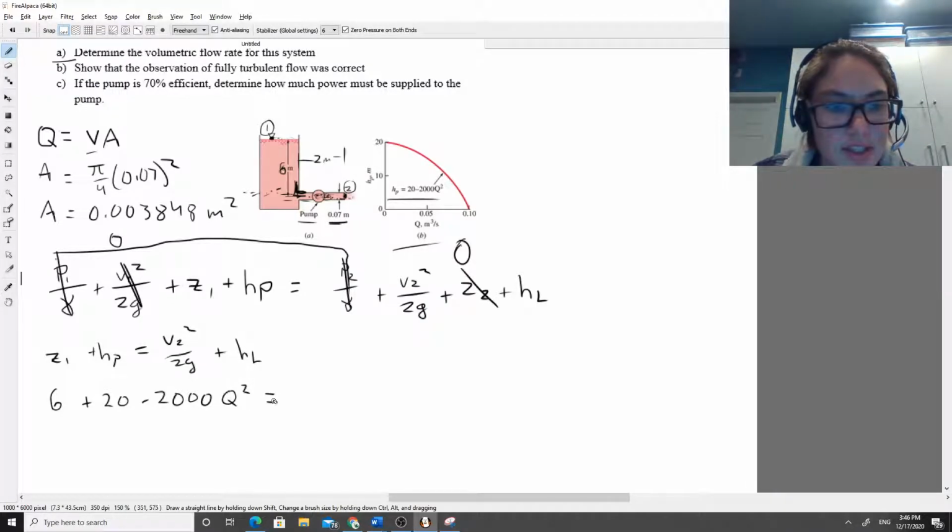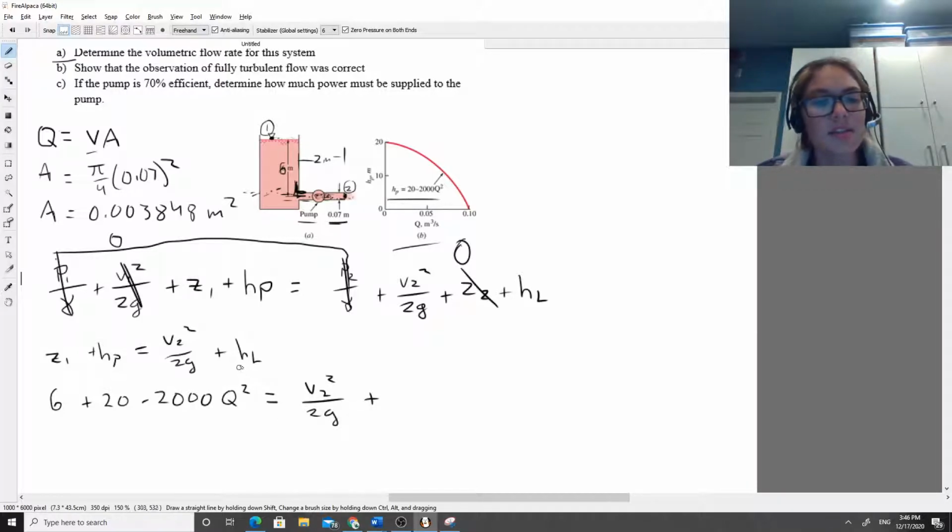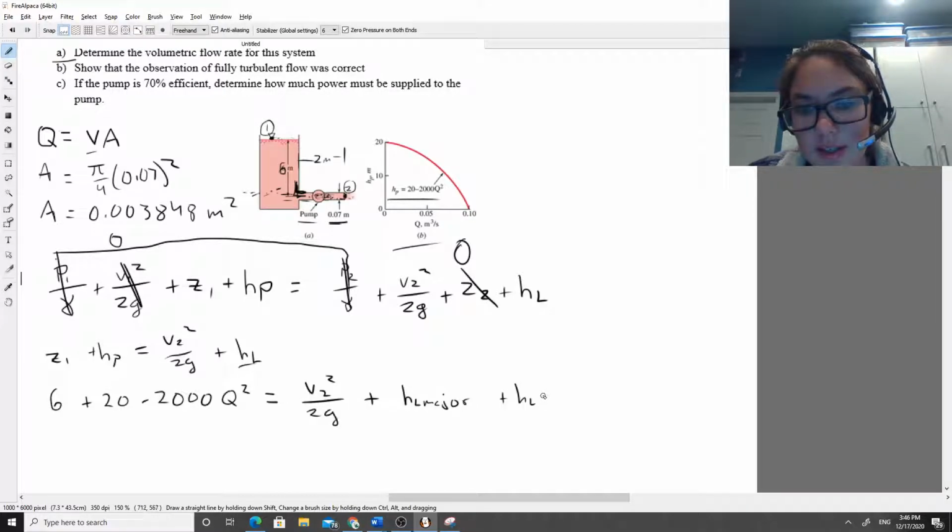And that's going to be equal to, again, v2 squared divided by 2g plus, and now head loss. There's two different types of head loss that we need to account for here: head loss major and head loss minor. So I'm going to go ahead and write that down. The head loss major, plus the head loss of the minor. I'll go ahead and explain what those are.